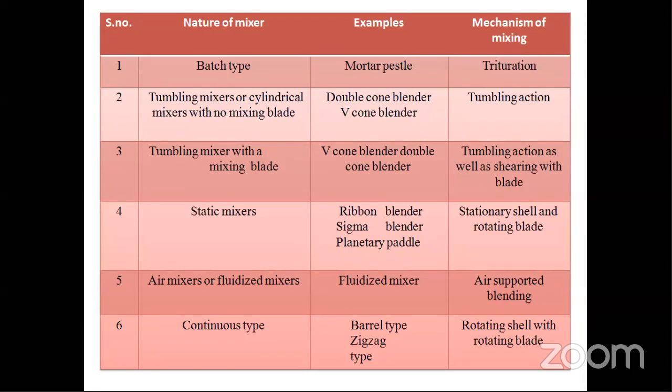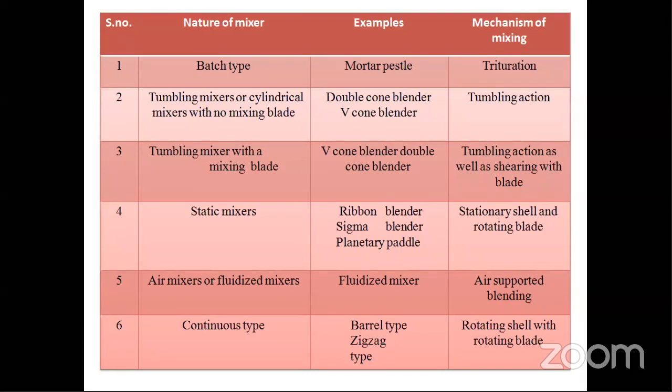Next is the tumbling mixture or cylindrical mixture with no mixing blade. It is only for free flowing powders. No mixing blade is mentioned there, which means your powder is free flowing. Examples are double cone and V-cone blender. Mechanism of action is tumbling. Tumbling means upward and downward movement of the material in the mixing equipment. When your materials rotate, they give upward and downward movement. It is called the tumbling action.